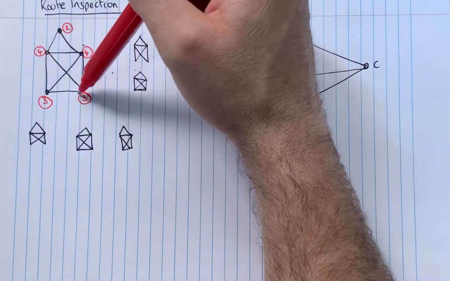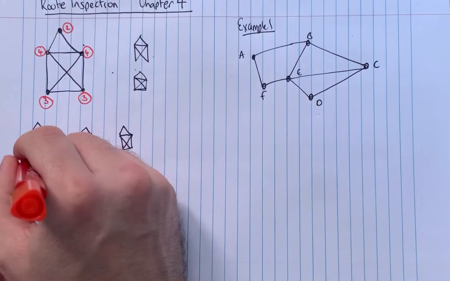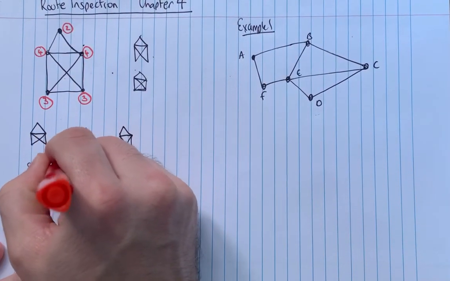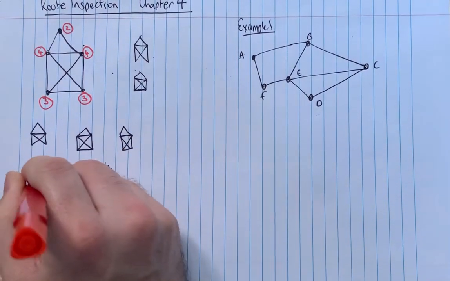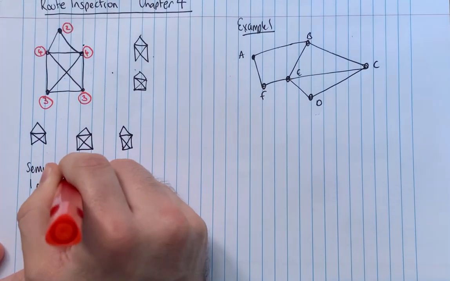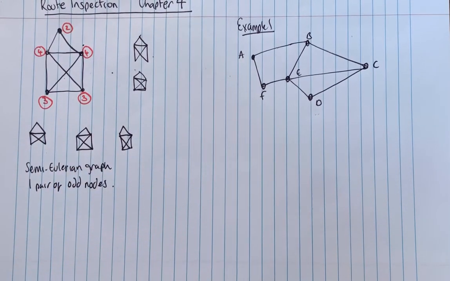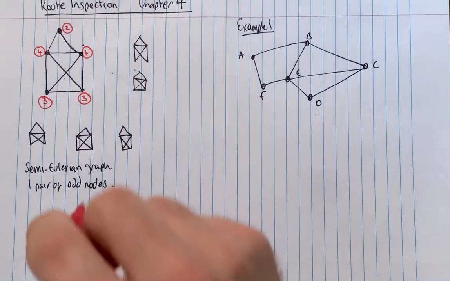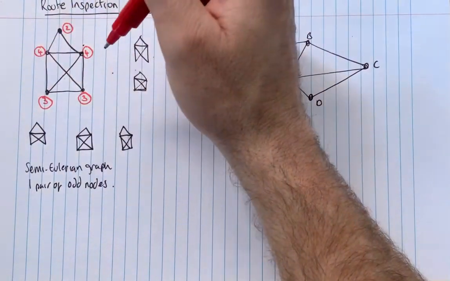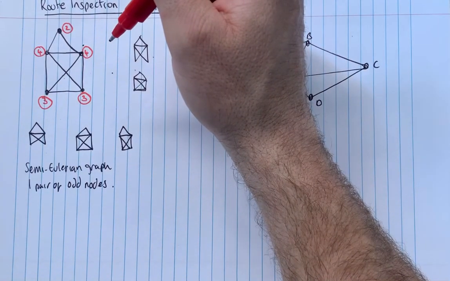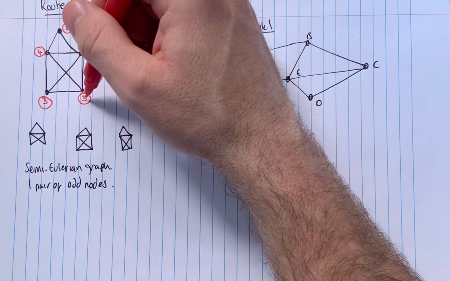So this is an example of what's called a semi-Eulerian graph. A semi-Eulerian graph has one pair of odd nodes. And if you want to find a trail, which is one where you go over each arc once and once only, then you'll need to start at one odd and end at the other odd.